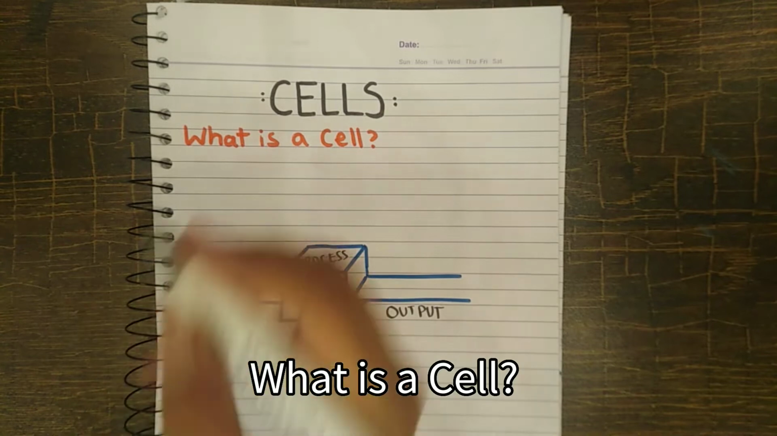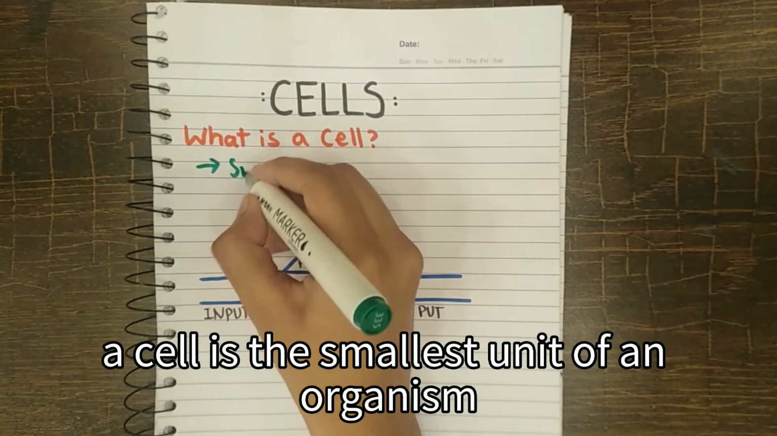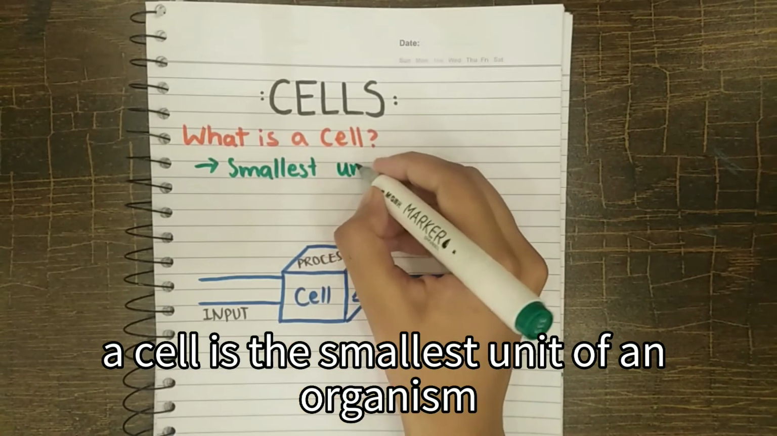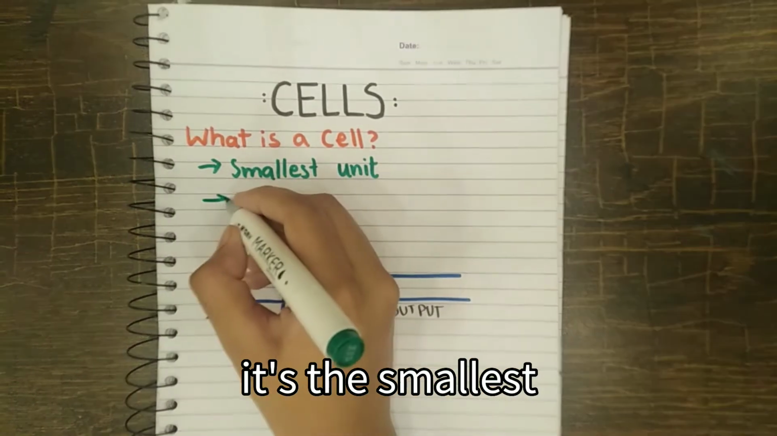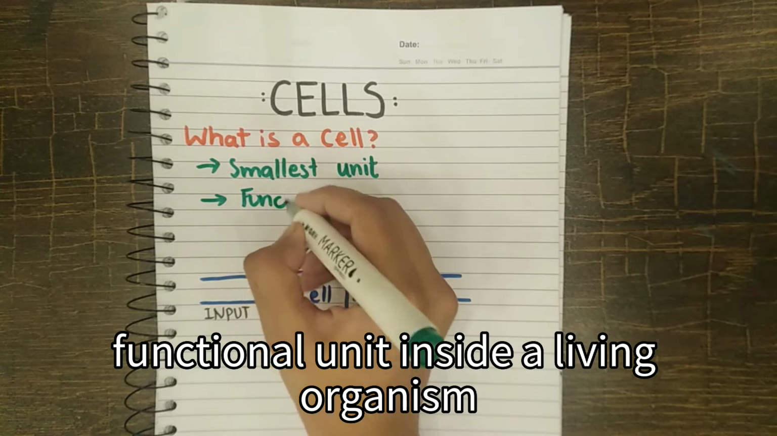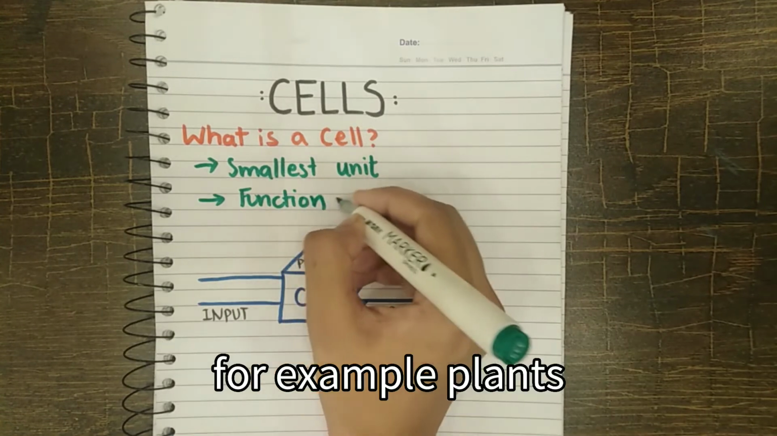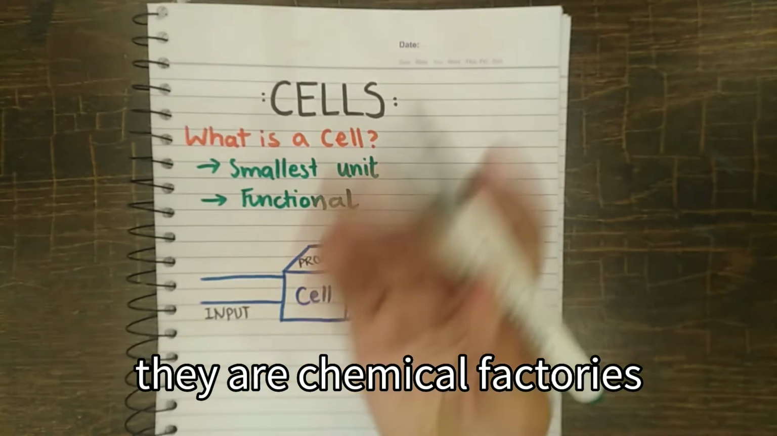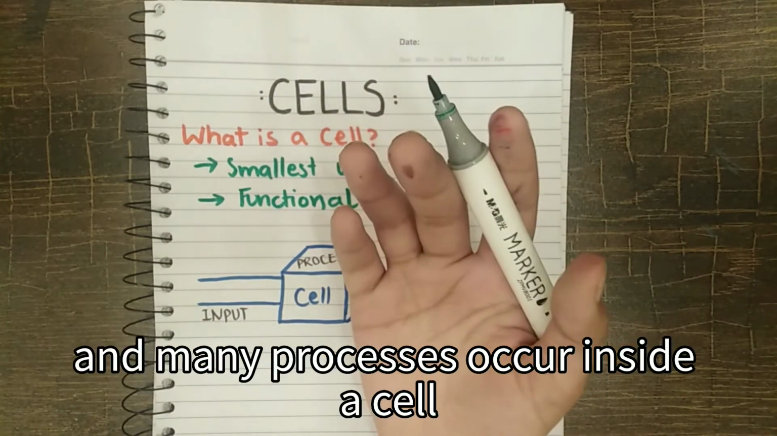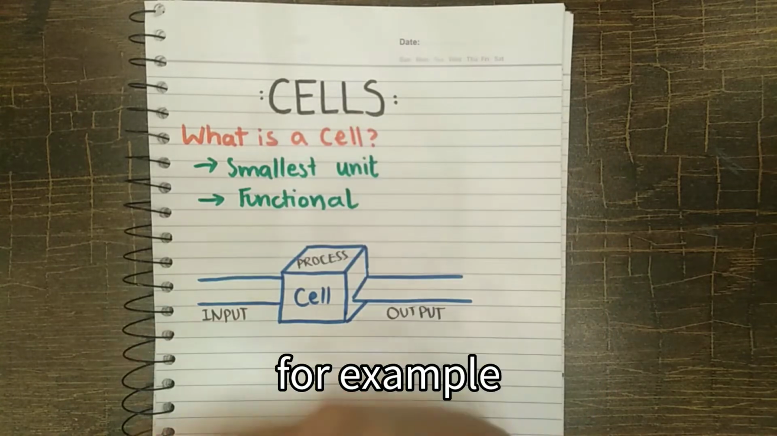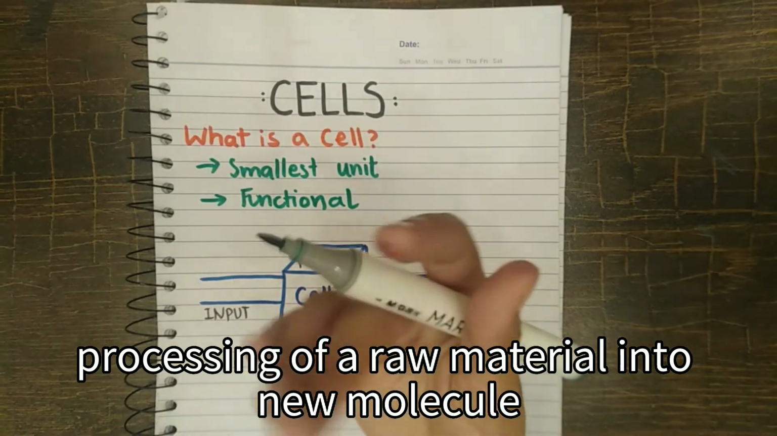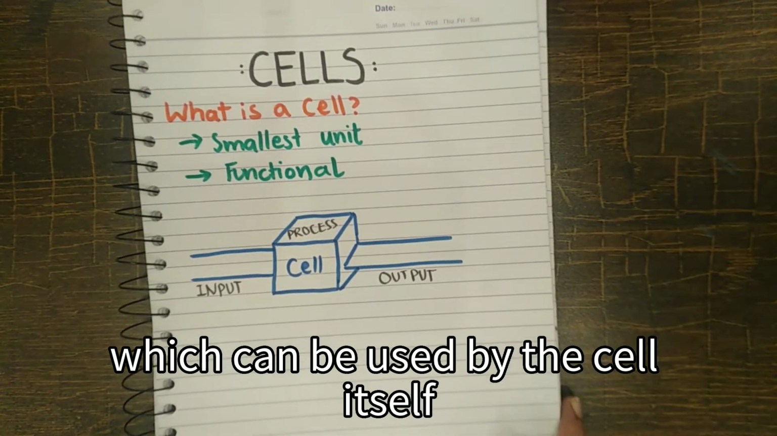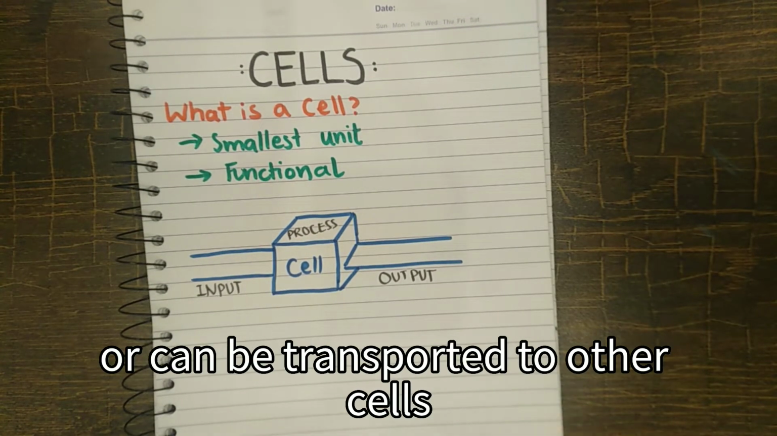What is a cell? A cell is the smallest unit of an organism. It's the smallest functional unit inside a living organism, for example plants, animals, etc. They are chemical factories and many processes occur inside a cell. For example, processing of a raw material into a new molecule which can be used by the cell itself or can be transported to other cells.